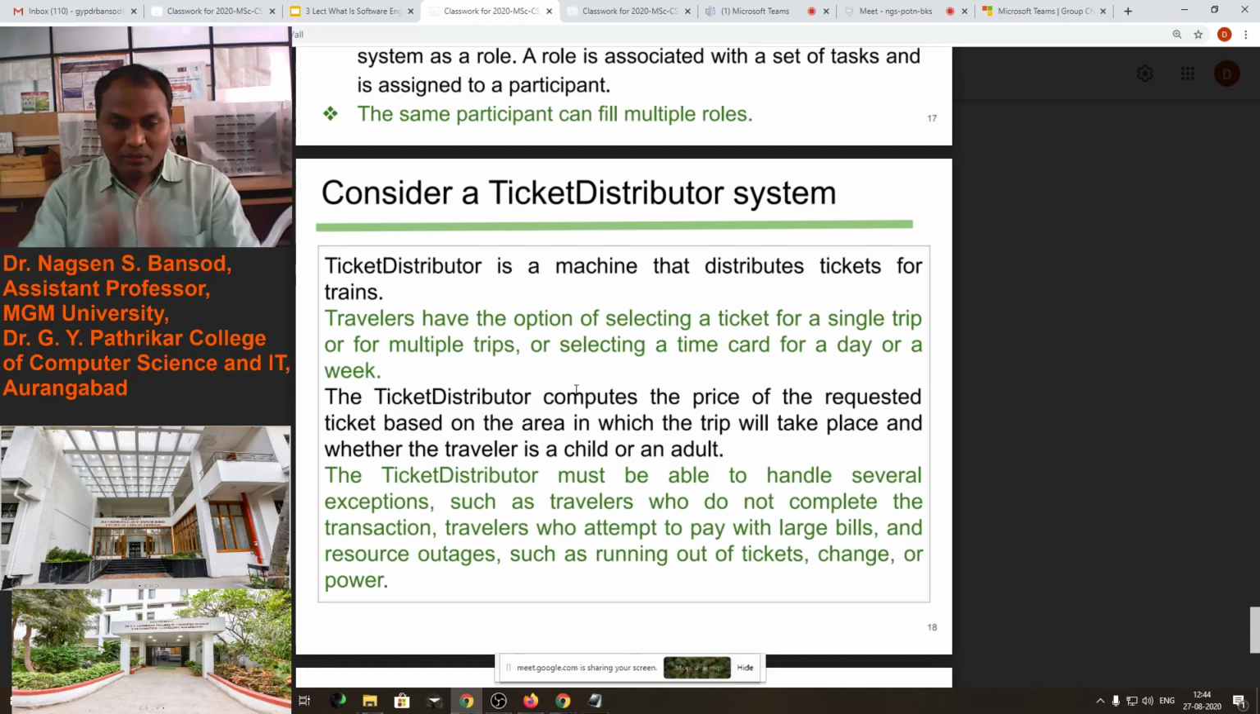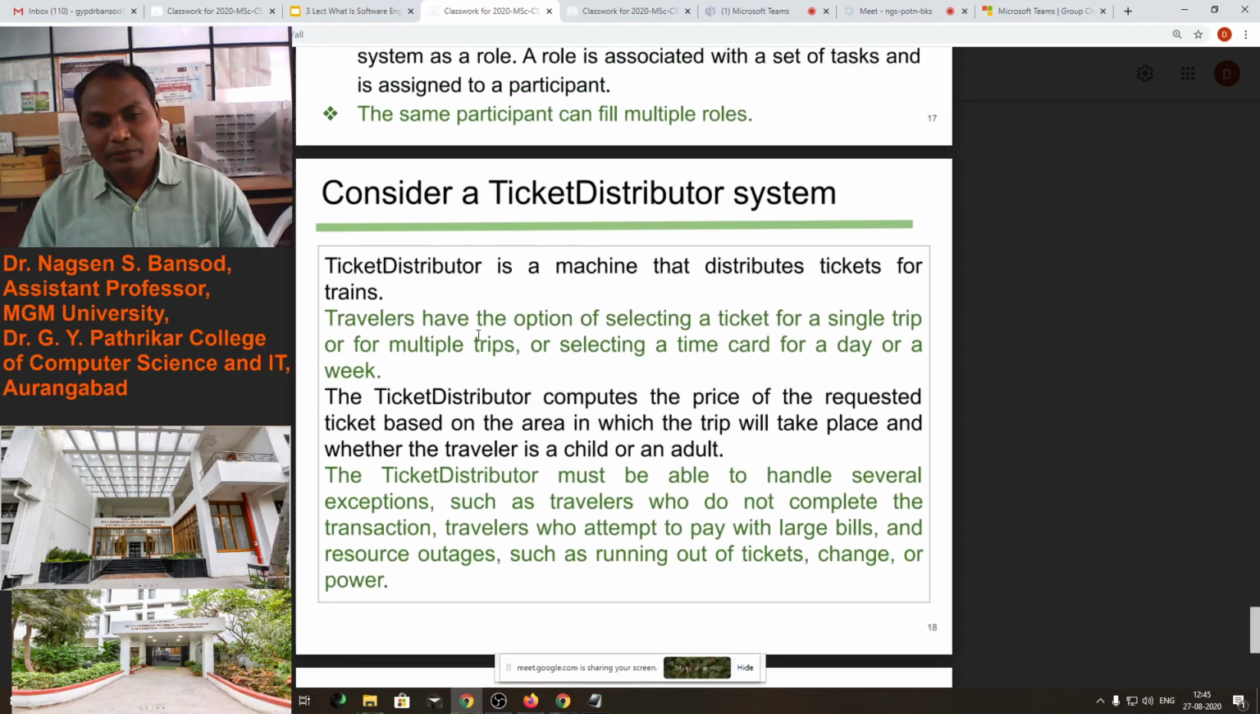If you see the counter of ticket distributors, there are options. You can take a 1 month pass, you can take a 1 week pass, you can take a 4 day pass to travel. Or you can take a two-side ticket, or you can take a single-side ticket. If you go to Mumbai railway station, there are such facilities available to take the two-way ticket.